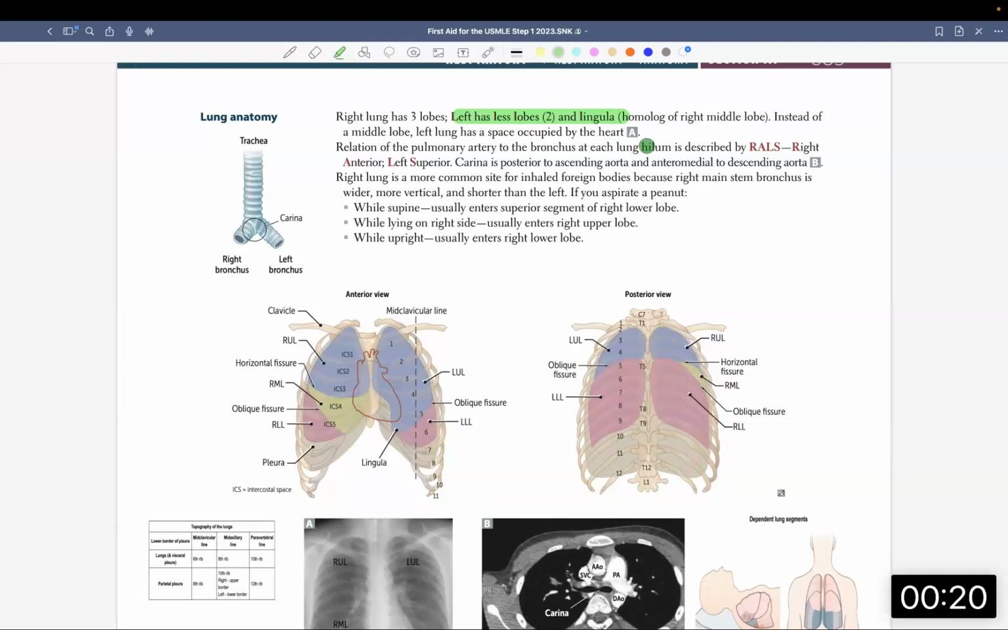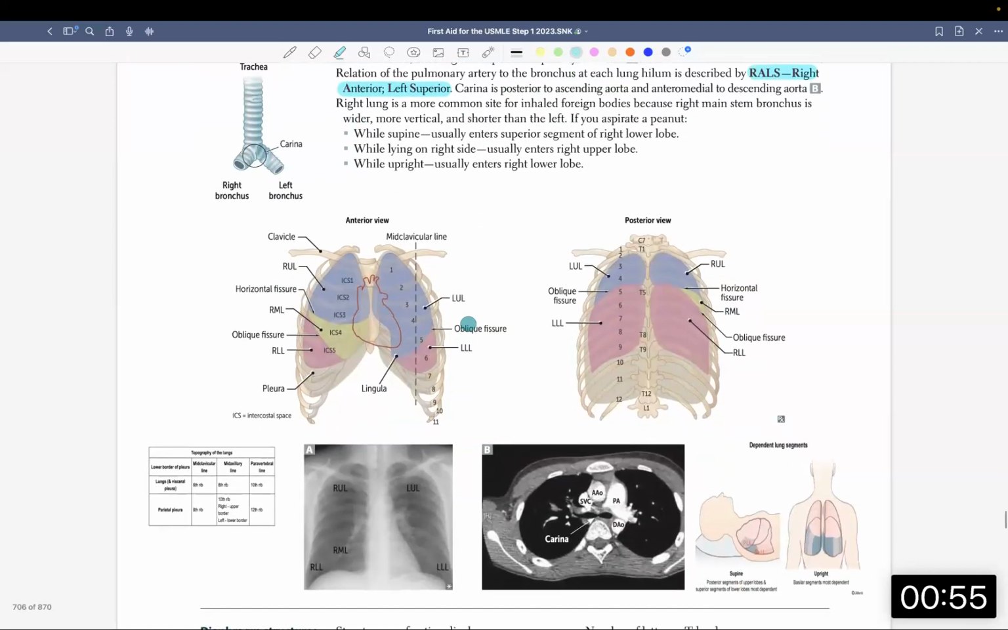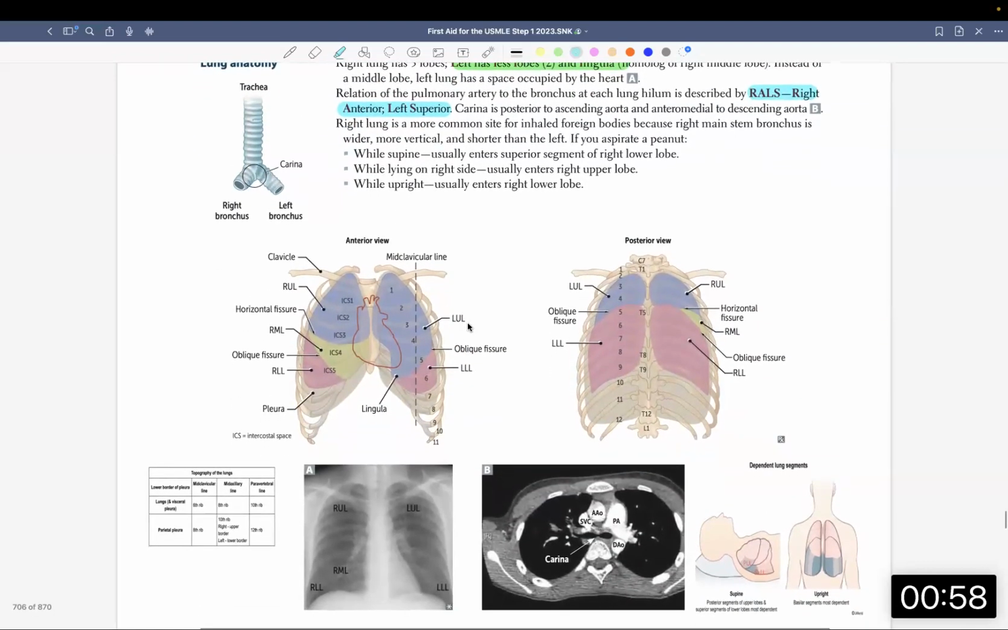The relation of the pulmonary artery to the bronchus at each lung hilum is described by RALS: right anterior, left superior. So on the right side, the pulmonary artery is anterior to the bronchus. On the left side, the pulmonary artery is superior to the bronchus. It's not shown here, but okay. So RALS for the hilum.